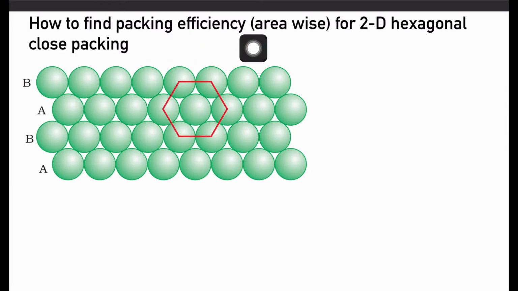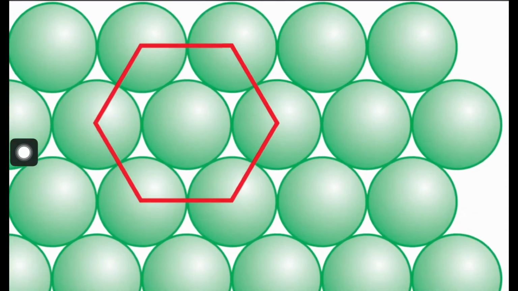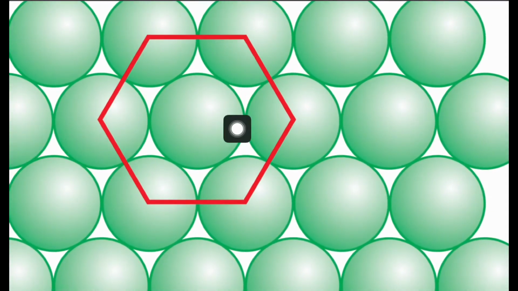So to find the packing efficiency, we can just take this one hexagon unit and find the packing efficiency inside that, and that will be the packing efficiency of this 2D hexagonal lattice.